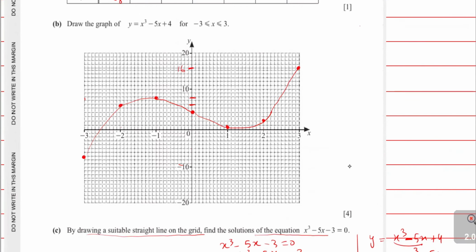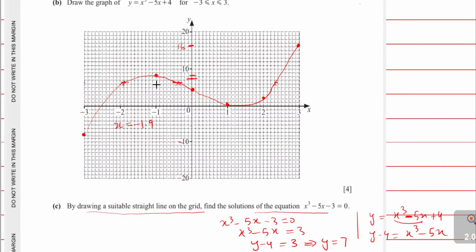We will draw a line y equal to 7, and we will draw a line parallel to the x-axis. This line passes through the y-axis at 7. And this is the line y equal to 7.